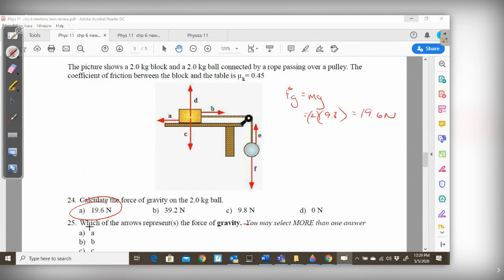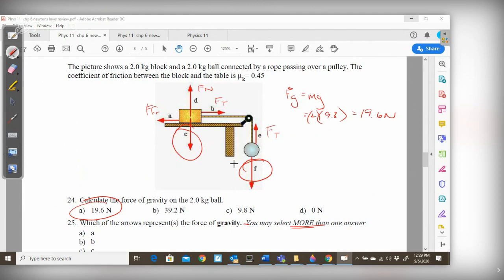Then it says, question number 25, which of the arrows represents the force of gravity? You may select more than one answer. All right, so we have 2 objects. We have this hanging object, force of gravity. Well, F represents the force of gravity acting on it. E represents the force of tension pulling it upwards. If we take a look up here, well, C is going to be our force of gravity. B is our force of tension. This is our normal force, and this would be our force of friction.